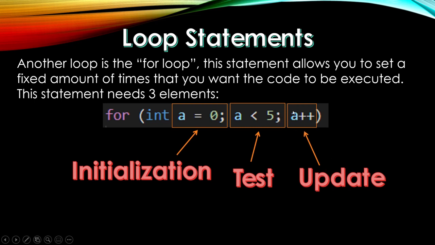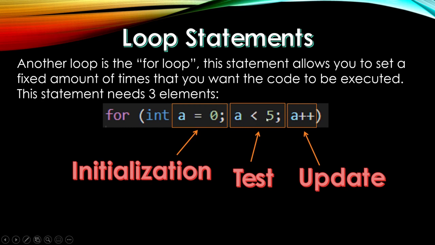And then after reading up to here, it executes the code, but at the same time it also updates. That's what it's called, update. It also updates the variable. So what this is reading is, okay, my a is equal to 0.